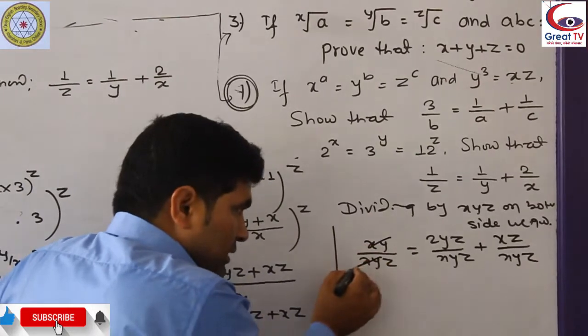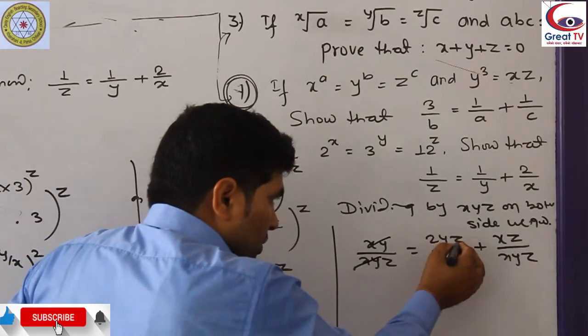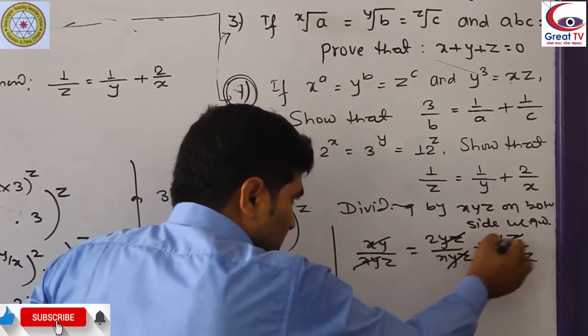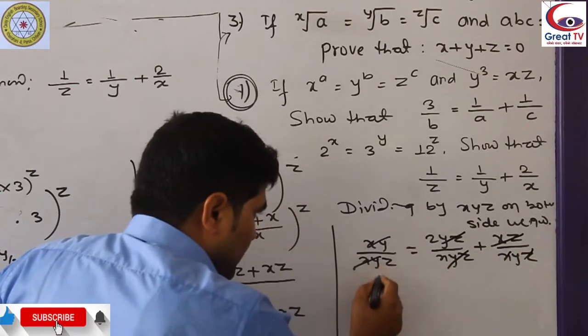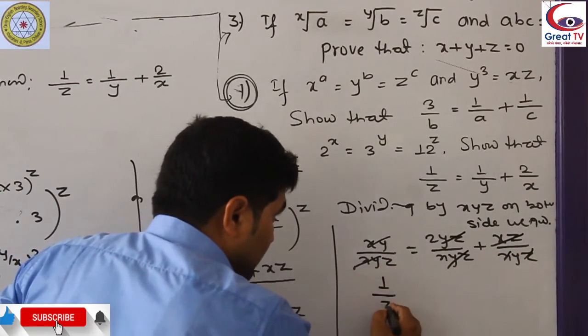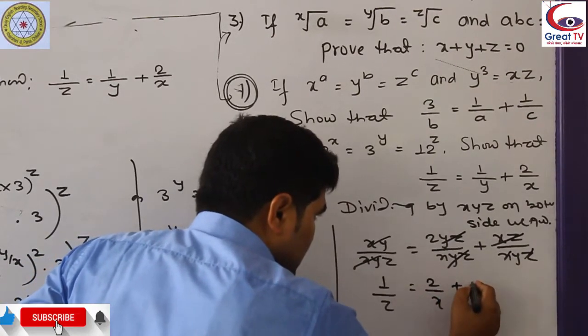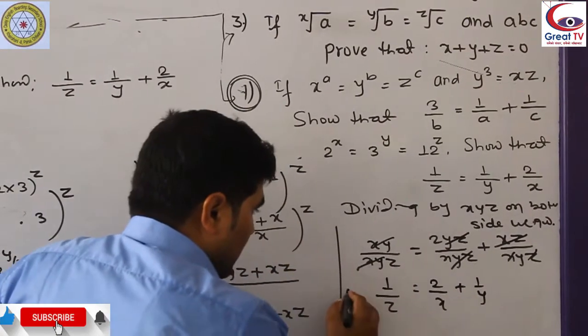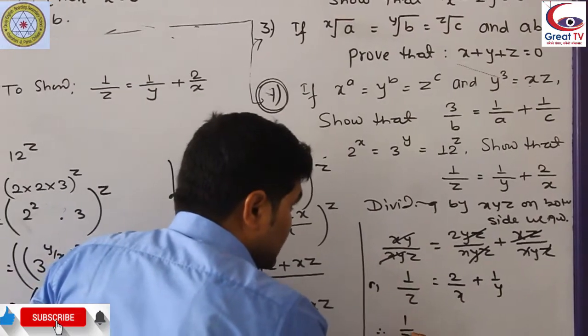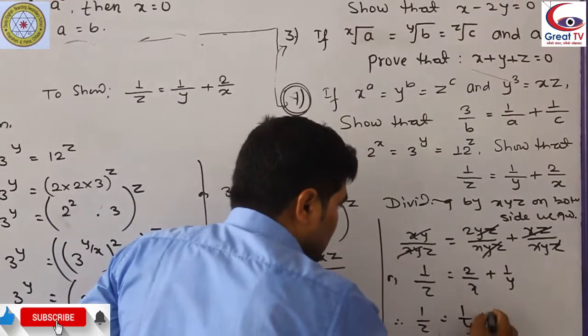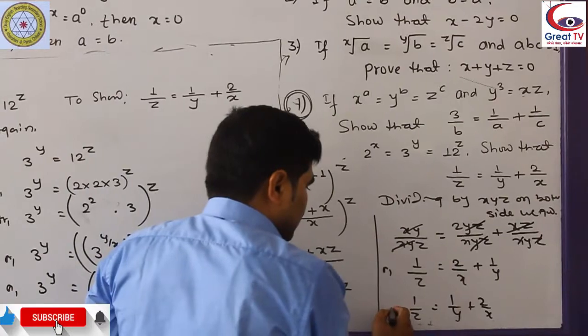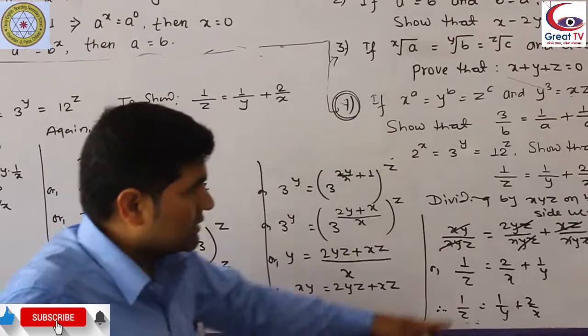Now the xy, xy part, yz, yz part, xz, xz part cancel. Now remaining in the first, 1 by z equal to remaining in the second, 2 by x plus last 1 by y. Therefore, 1 by z equal to 1 by y plus 2 by x. This is the required proof.